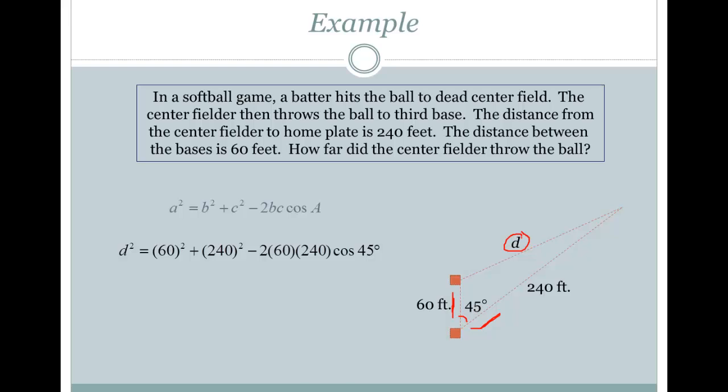Again, it's pretty much a straightforward plug-in, taking the square root of that number, and if we do that, we get a distance of 202.1 feet. In other words, the center fielder had to throw the ball 202.1 feet from her position where she caught the ball to third base.